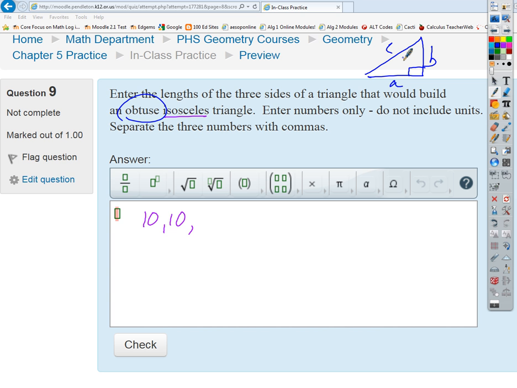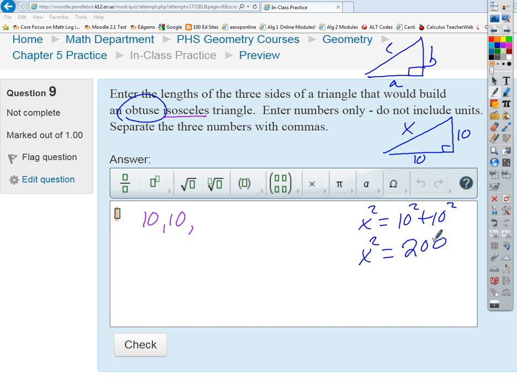So if we want to find out what the other side length needs to be, let's just call it X. So we got a 10 and a 10, and let's call it X, right? Then X squared would have to equal 10 squared plus 10 squared if we wanted it to be a right triangle, right? So that's 100 plus 100. So X squared would equal 200. And if I square root both sides, X is equal to the square root of 200, which is about 14 point something.